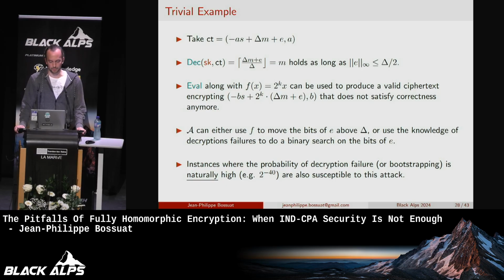And the adversary can either use that to move the bits of the error into the message space, which allows him to recover the error and then recover the secret key, or do a binary search on E. And this also is an issue even if you don't use the evaluator, but just try to decrypt. If you have a decryption error, then you can just use them to recover the secret eventually.